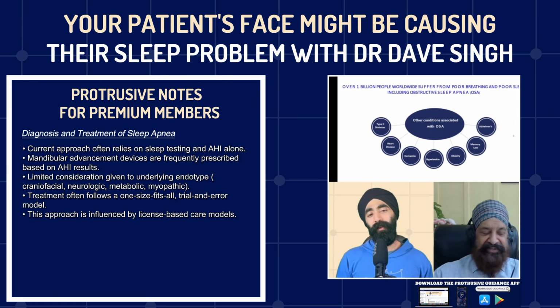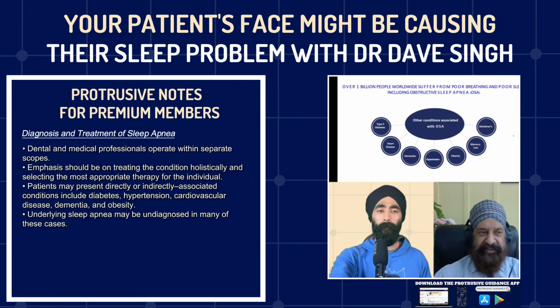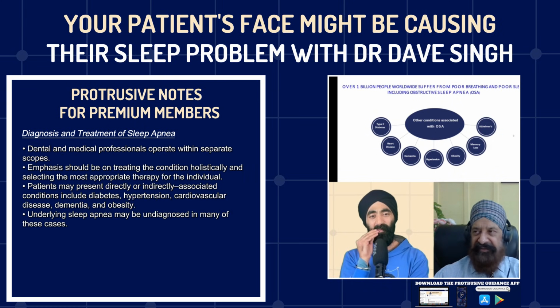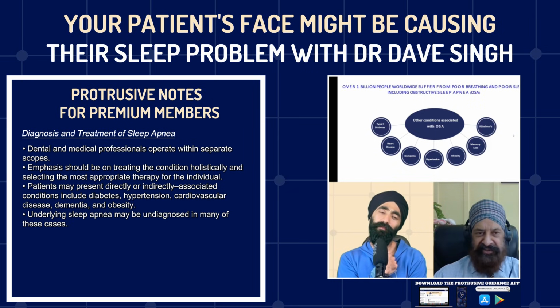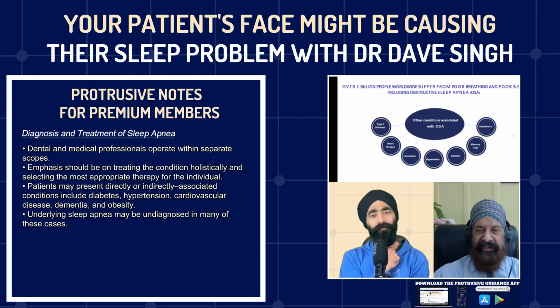I think you summarized it pretty well, Jazz. It's almost like a trial and error, but part of it is because it's license-based. If you have a dental license, you practice in a certain way. If you've got a medical license, you practice in a certain way. And my idea is just saying we have to look at the condition overall and what is the most appropriate treatment for that individual. And the way that these people turn up for treatment can be either direct or indirect.